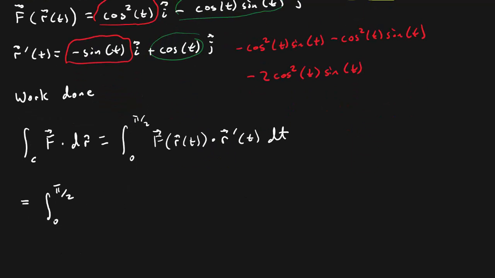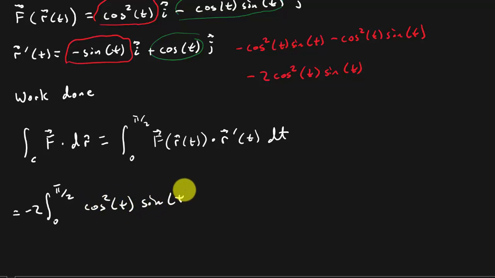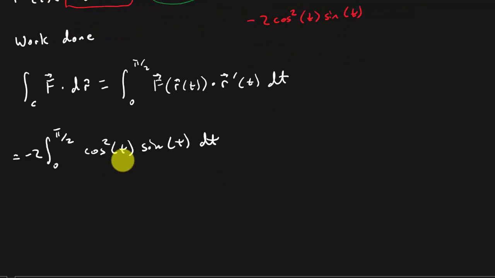We just went up there and did it. You could probably do that in your head. And what I'm going to do is pull the negative 2 out, and that would be cosine squared t sine t dt. And I'm not going to go through integrating that, okay? I showed you the u substitution. I think it might have been in the first or second example, but I know I did it. And so when we integrate that, that's going to be 2/3 cosine cubed t from 0 to pi over 2. And that's just going to give us negative 2/3. And so there's your answer.